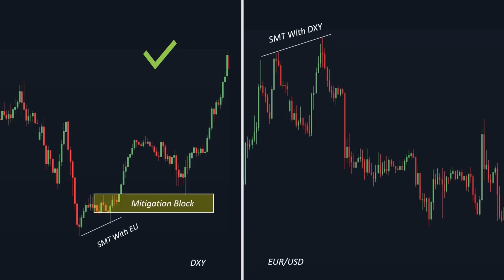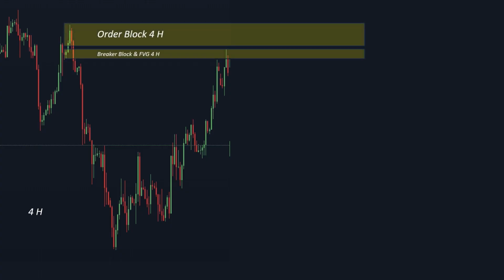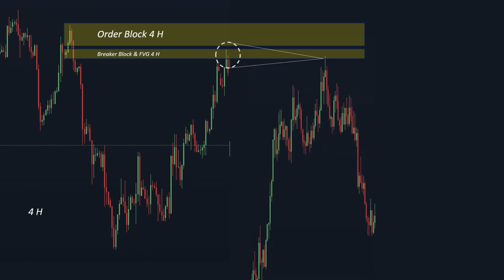Two, rejection at a higher time frame key level. As previously mentioned, the mitigation block is a reversal price action pattern that gains effectiveness when it occurs after the price has interacted with a key zone on a higher time frame. Key levels on higher time frames, such as the 4-hour, daily, or weekly charts, have a significant influence on price movements. When the price reaches these zones and a mitigation block forms, it suggests that a market reversal is likely at a critical area, thereby increasing the pattern's reliability.